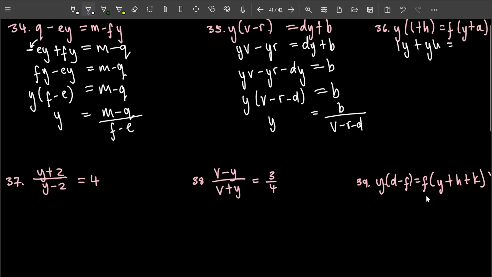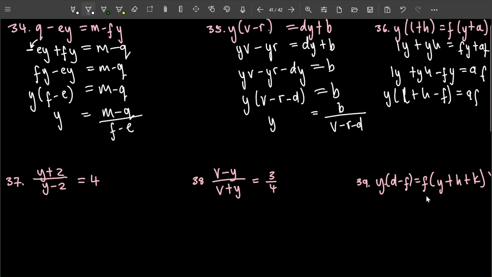Let's just say YH is equal to F times Y becomes FY plus F times A becomes AF. I take all the Y's to one side again. I can take them to the left. It becomes LY plus YH minus FY, because FY is coming to the left. It will now become a minus thing, and it is equal to AF. Obviously, I'm going to factor out Y. I'll remain with L plus H minus F being equal to AF.